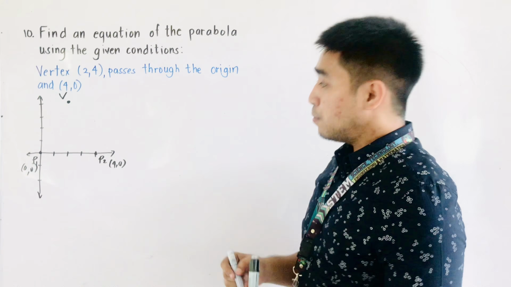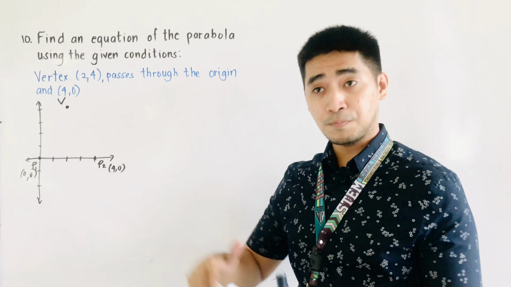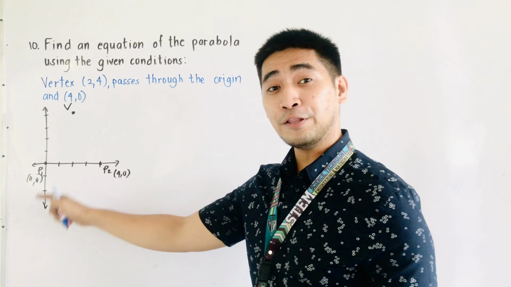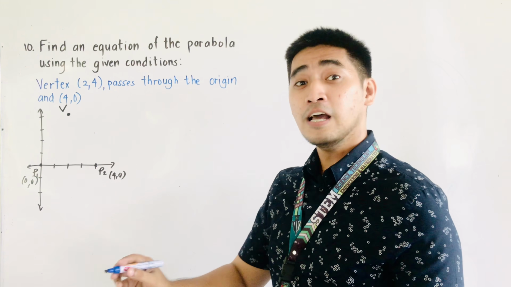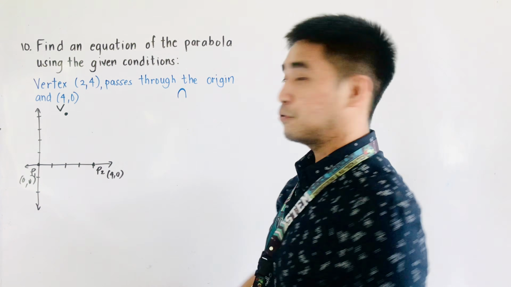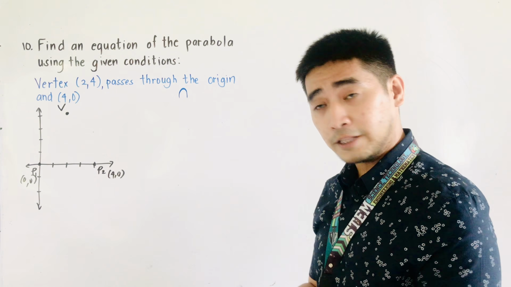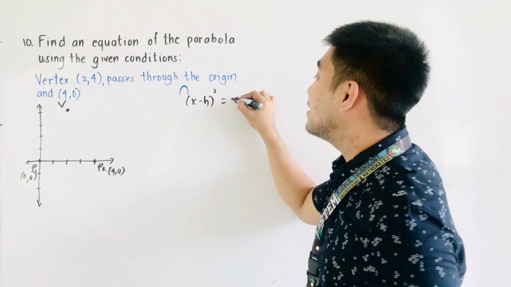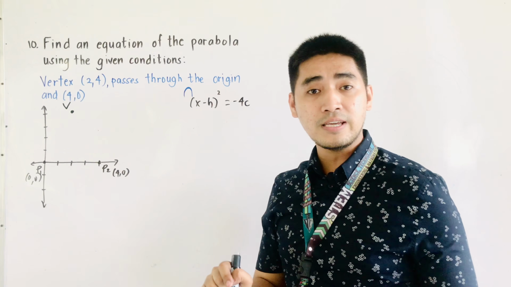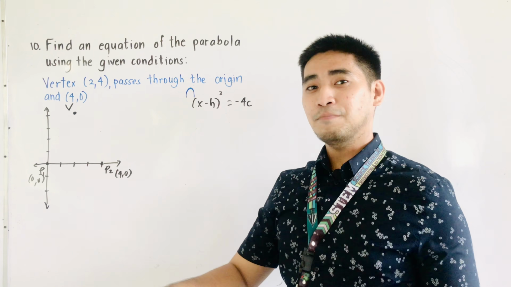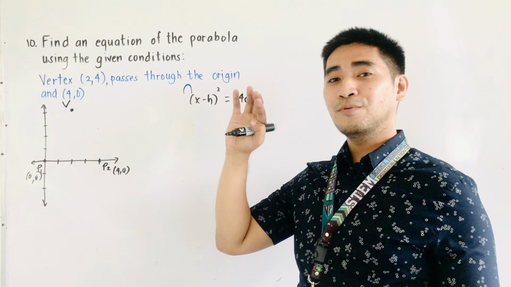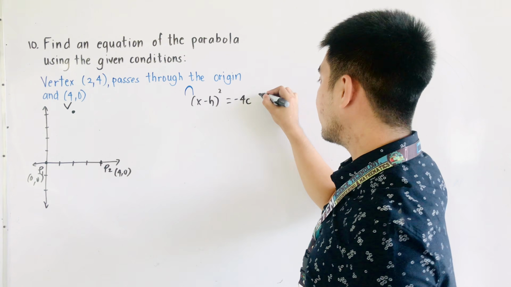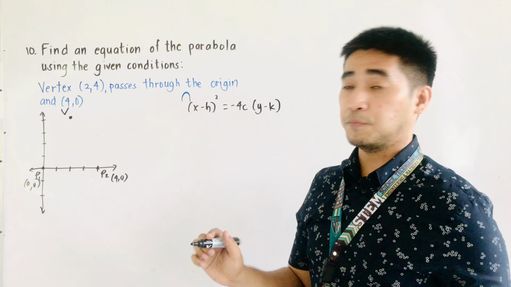So, our parabola now is passing through those points. Therefore, our parabola will not open upward. Why? Because it will not pass through point 1 and point 2 if it opens upward. Therefore, our parabola is opening downward. And if it is opening downward, our equation will become (x minus h) squared is equal to negative 4c times (y minus k). Why negative 4c? Because it opens downward, and the sign of the right side is a good indicator of where the parabola will open.